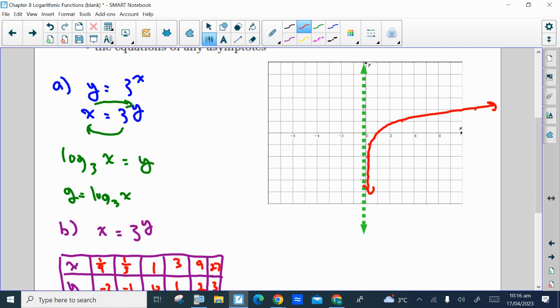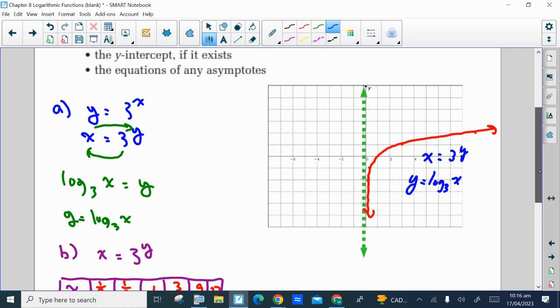And that's our graph. So not only can we say that's the graph of the inverse, x equals 3 to the y, we can also say it's the graph of the logarithmic function y equals log base 3 of x. They are the same equation. They're just written in different forms.